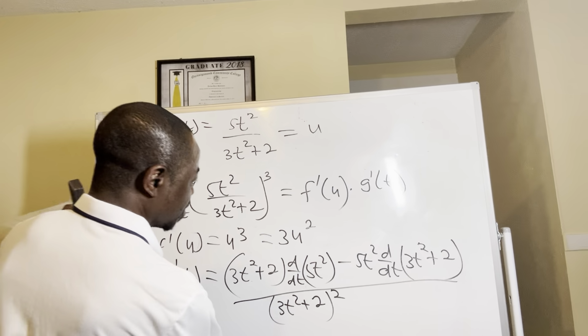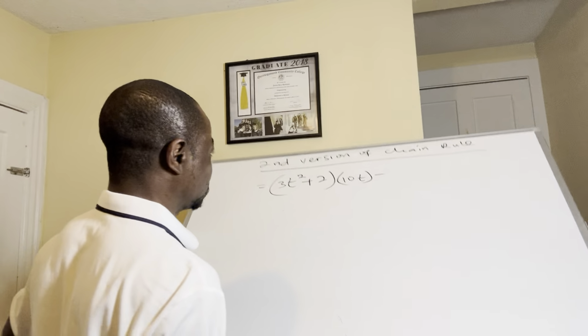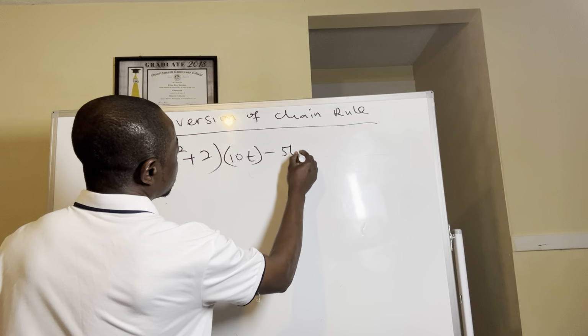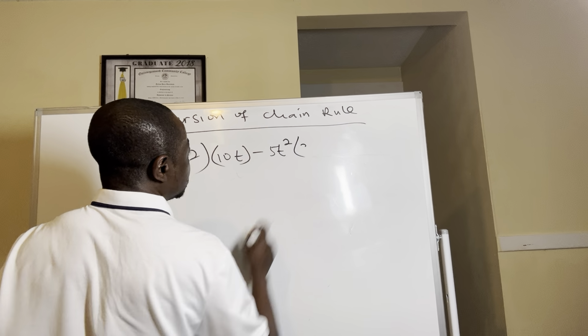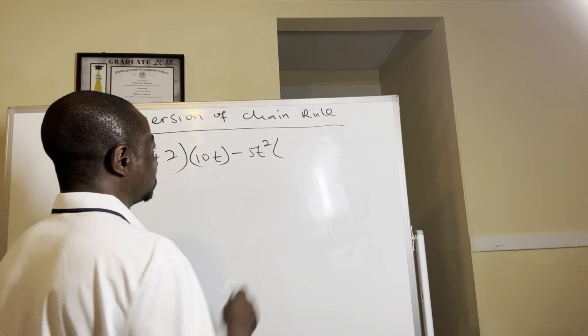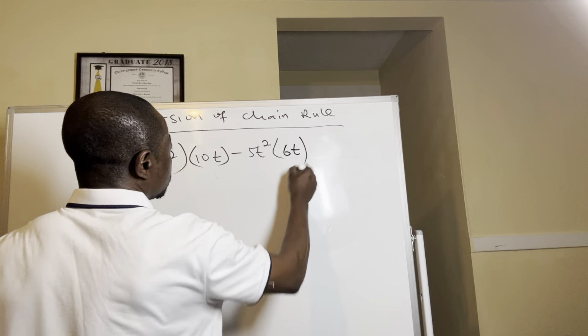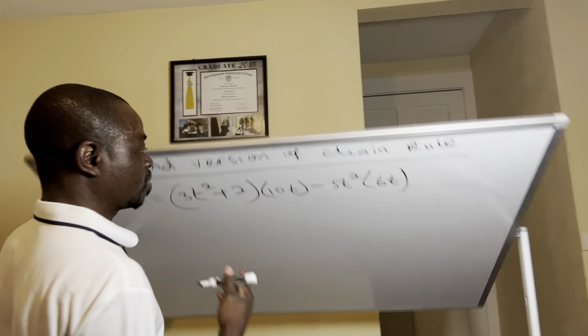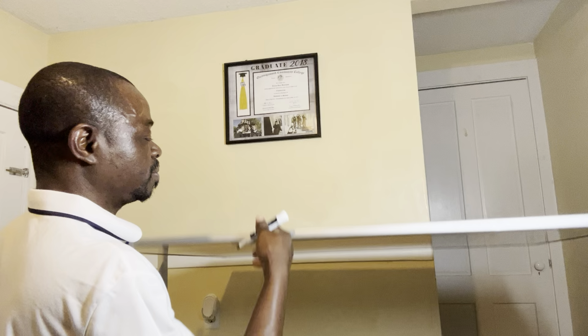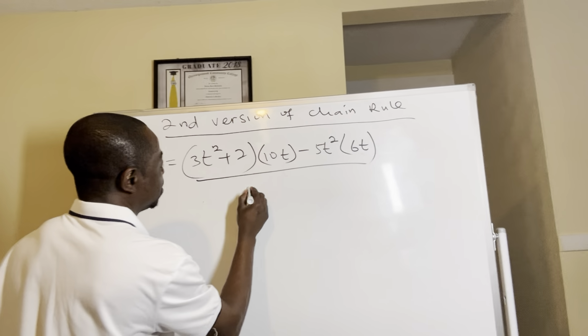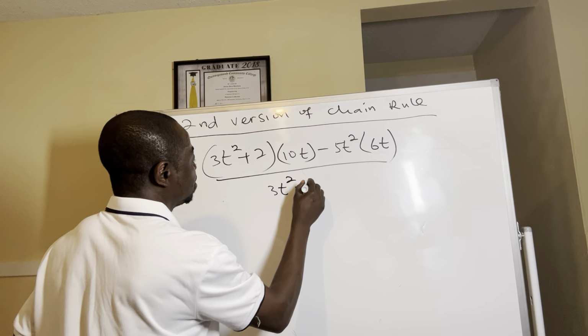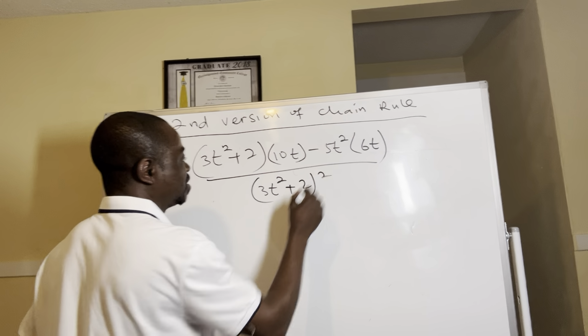So you have 5t squared into bracket, 6t, right. So all over our 3t squared plus 2 all raised to the power 2.